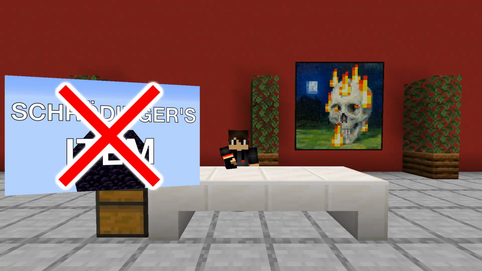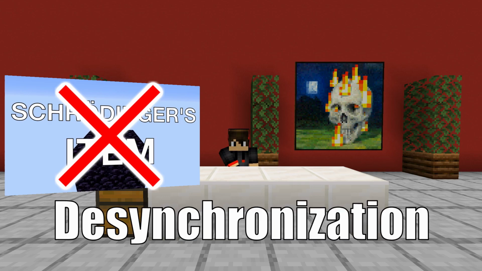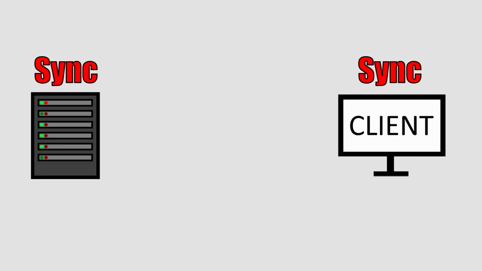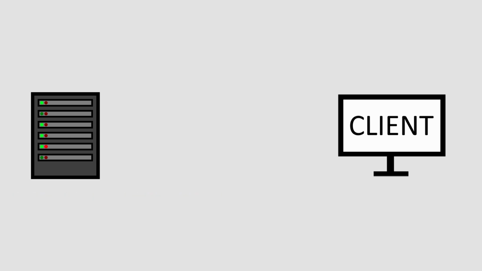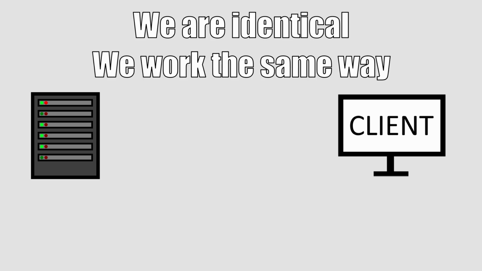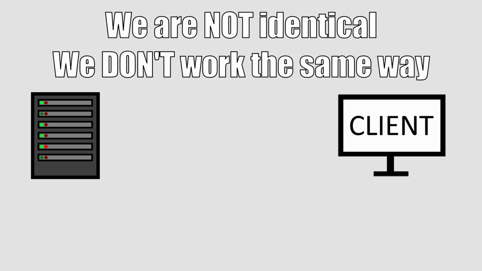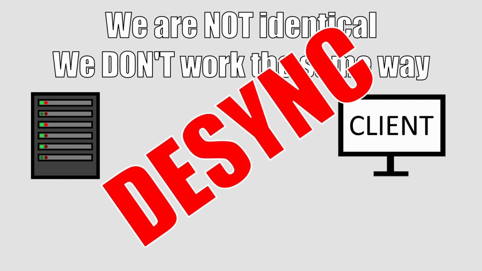So this video is not talking about Schrödinger's experiment, but rather it's talking about something called desynchronization, or desync for short. Whenever you're playing an online game, your client and the server need to stay in sync in order to be happy. This means that whatever is happening on the server needs to be happening on your client as well. However, this isn't the case most of the time, and that's why servers accept a slight inconsistency. In addition to staying in sync, the server and your client need to function exactly the same. If they don't work the same, the chances of desync happening are quite high.